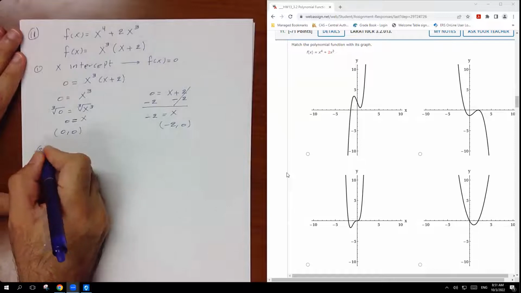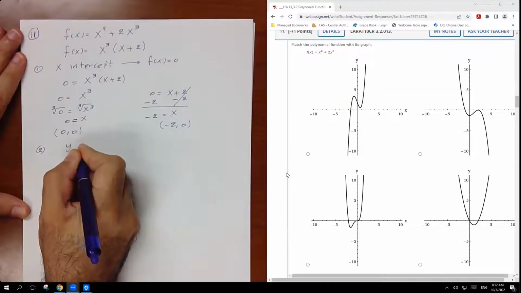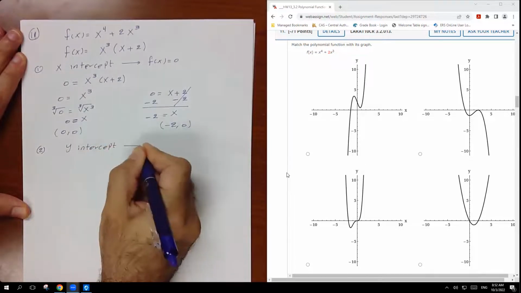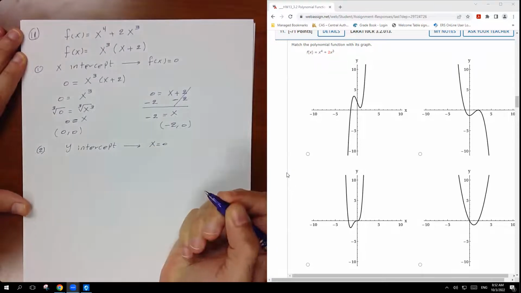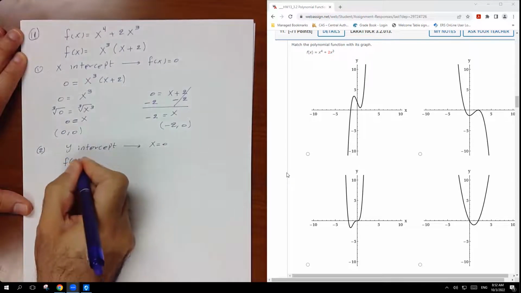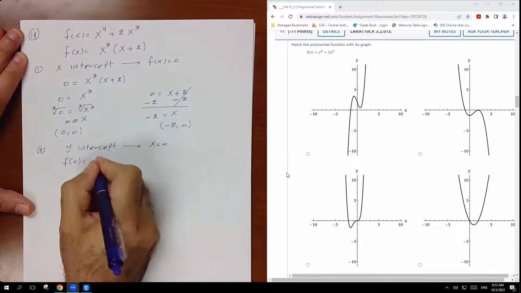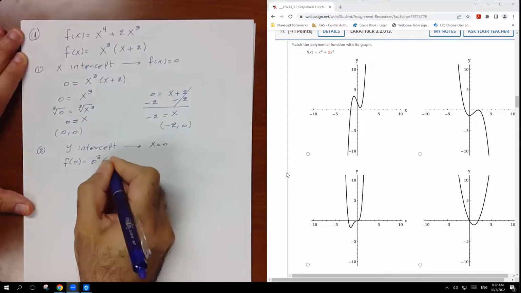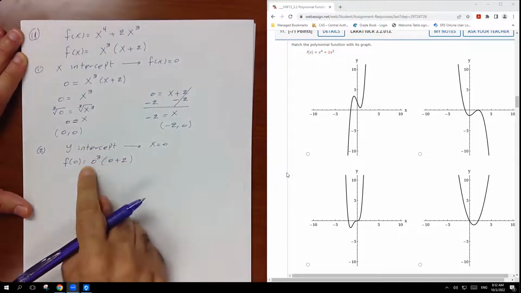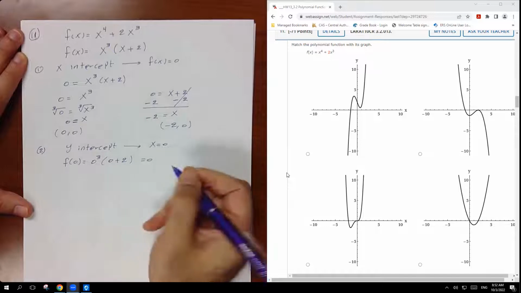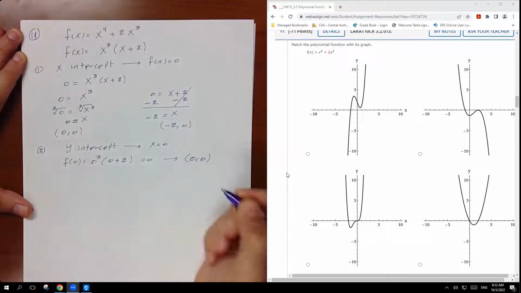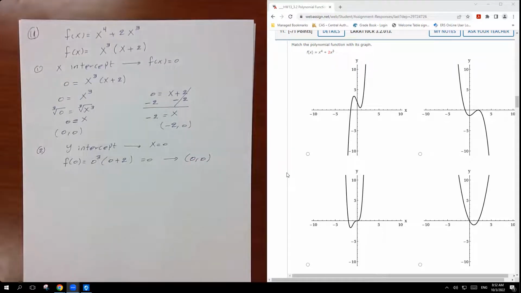Step 2, find the y-intercept. We're going to let x equal 0. That means plug in 0 here. That means f of 0, which is the y-intercept, equals 0 cubed times 0 plus 2. 0 plus 2 is going to be 2, times 0 is going to be 0. That means the y-intercept is going to be the point, x is 0, y is 0. I'm done with this one.